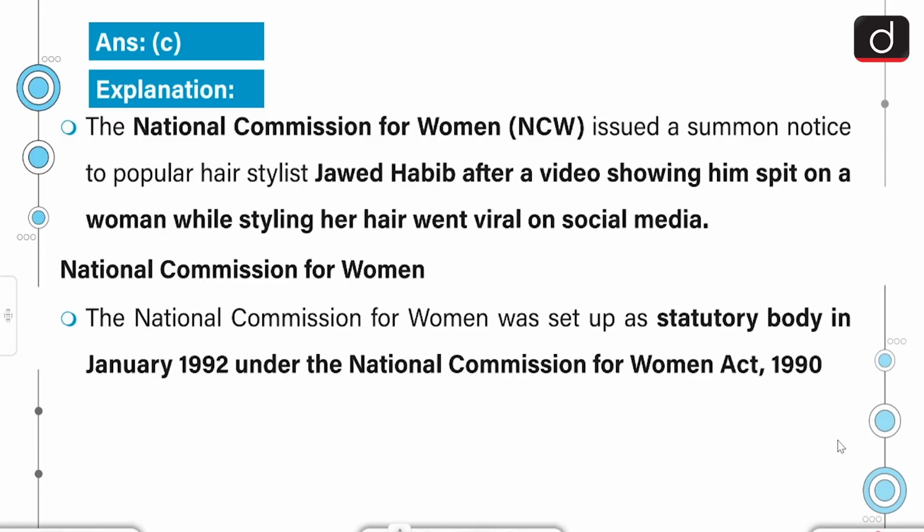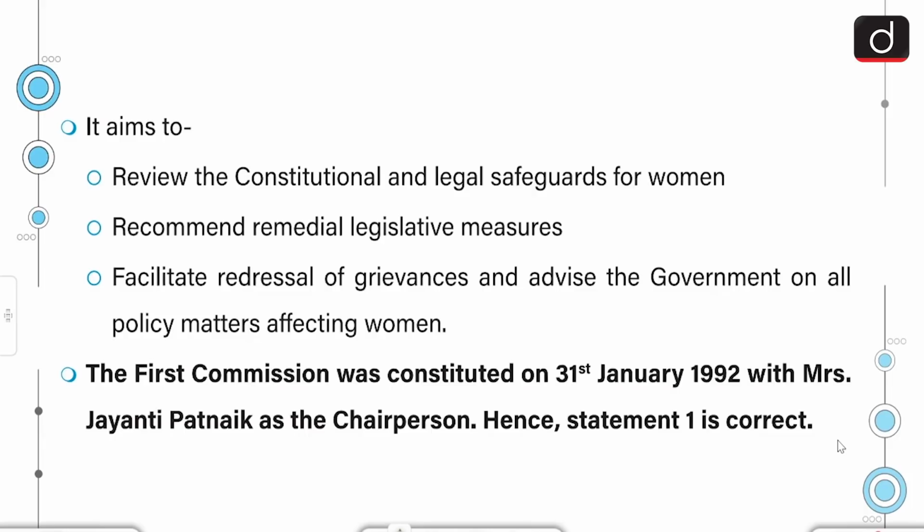The National Commission for Women issued a summon notice to popular hairstylist Javed Habib after a video showing him spit on a woman while styling her hair. Now, this went viral on social media. The National Commission for Women was set up as a statutory body in January 1992 under the National Commission for Women Act 1990. It aims to review the constitutional and legal safeguards for women, recommend remedial legislative measures, and facilitate redressal of grievances and advise the government on policy matters affecting women.